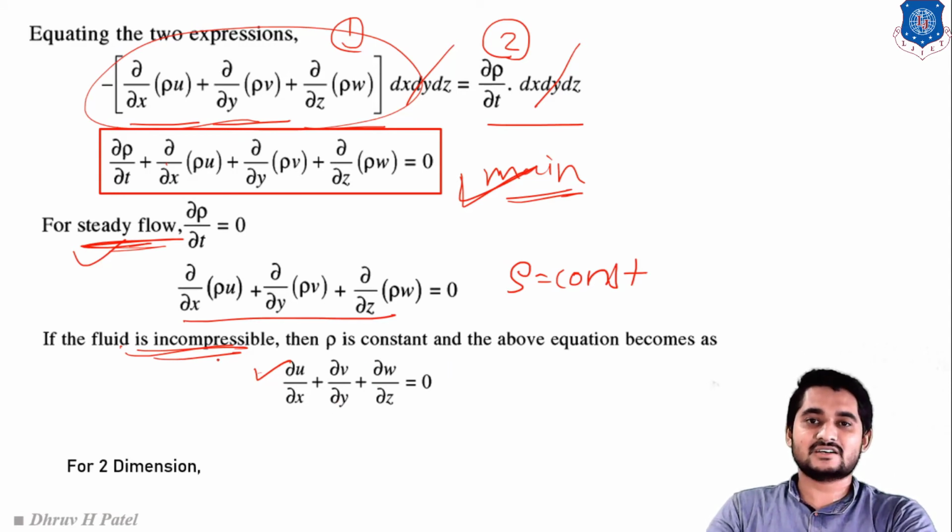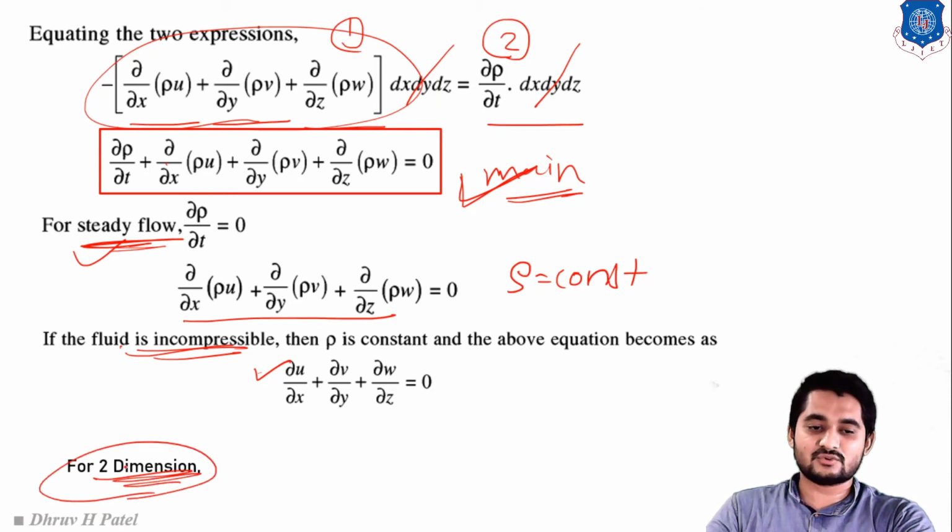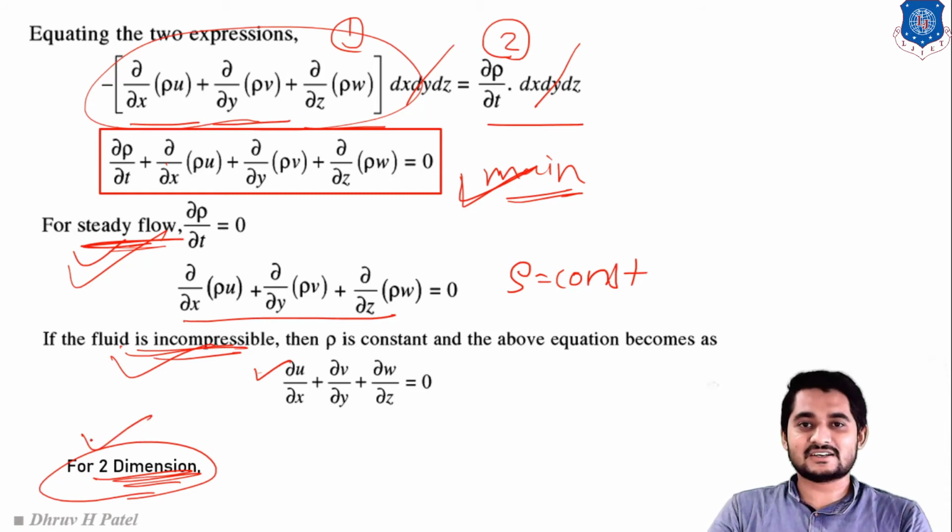That is known as the continuity equation for steady and incompressible flow. Suppose in the examination the question is like this: derive the continuity equation for steady flow which is incompressible and which is only two-dimensional flow. So there is no extra theory.